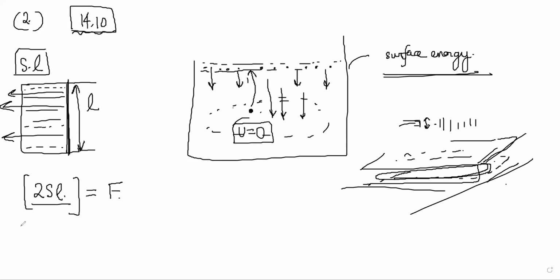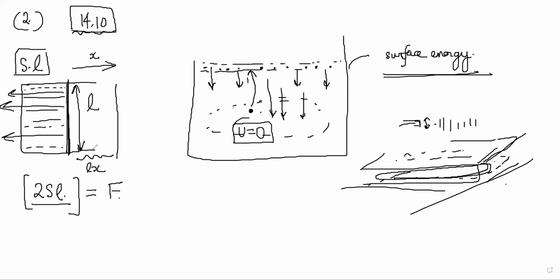The net force of pull on the wire due to both the surfaces is 2SL. Therefore, one has to apply an external force equal and opposite to F so as to keep the wire in equilibrium, right? Now, suppose you pull out the wire by a distance X, so that the area of the frame has increased by L into X.